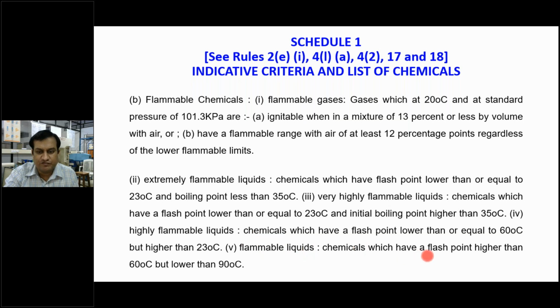The chemicals which have a flash point higher than 60 degrees Celsius but lower than 90 degrees Celsius are called flammable liquids. Now you can understand what exactly the flammable chemicals are. Under that, we are going to discuss only the flammable gases and extremely flammable liquids. So on the basis of these temperature conditions, the flash point and boiling condition, we can define the different subcategories of the extremely flammable liquids.